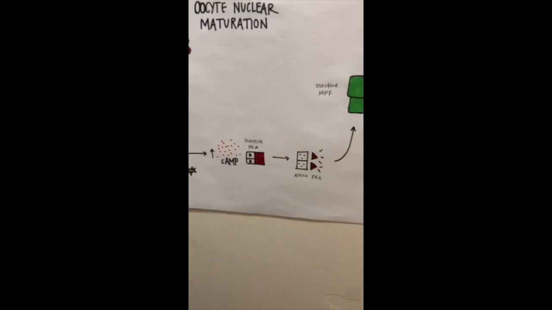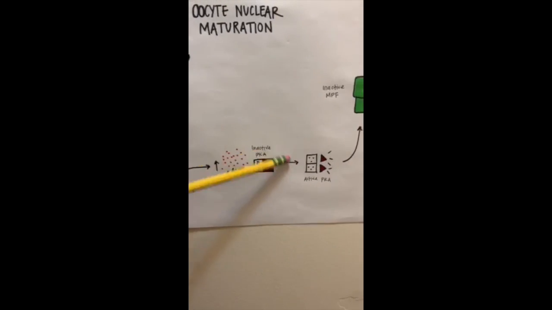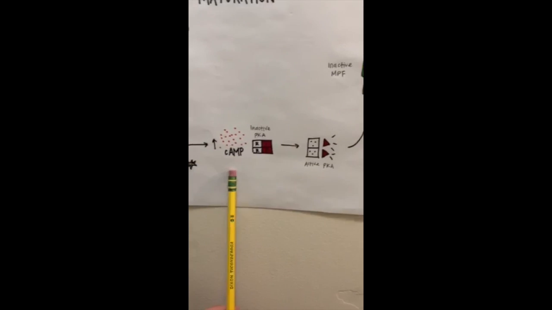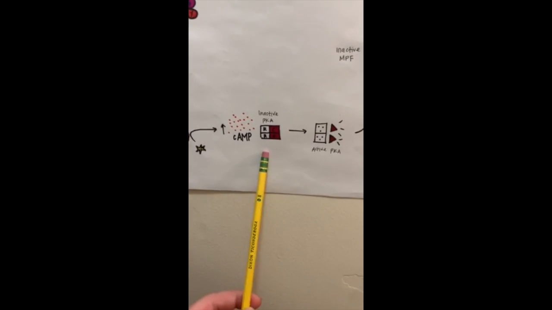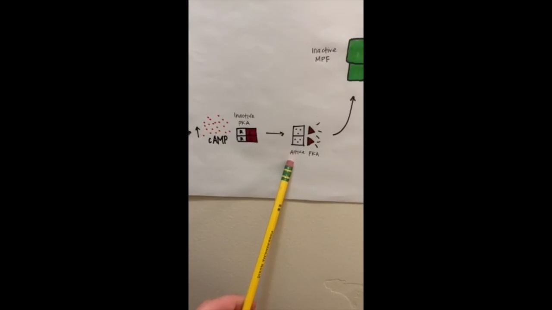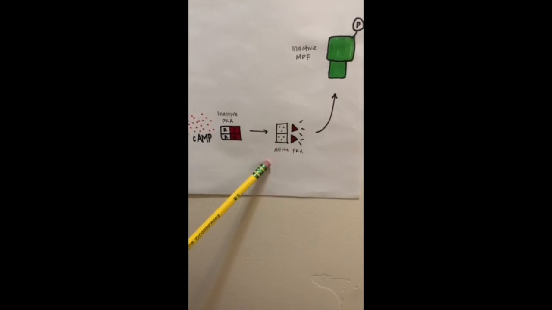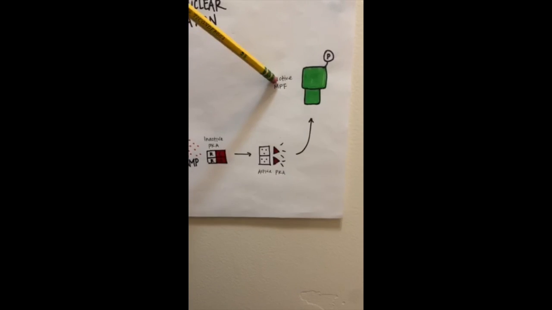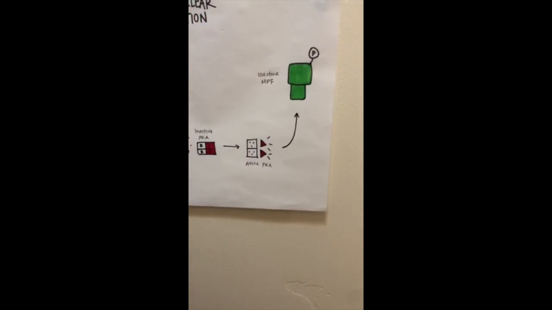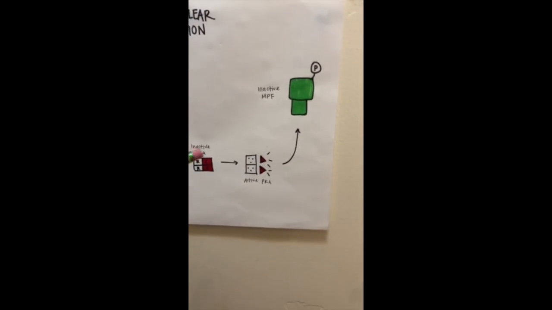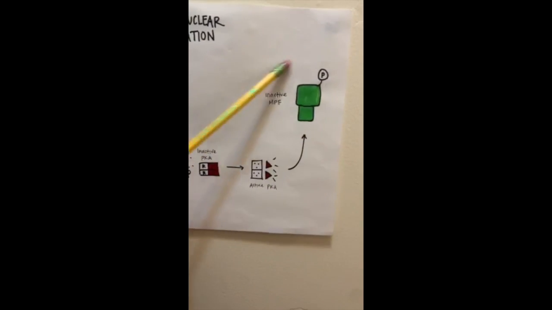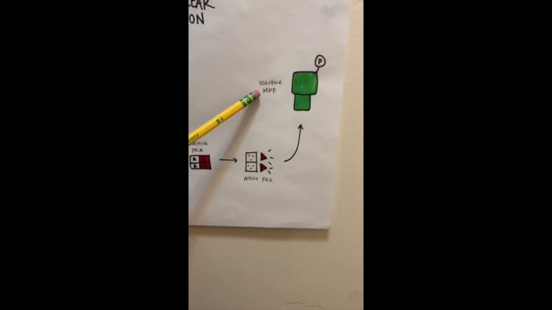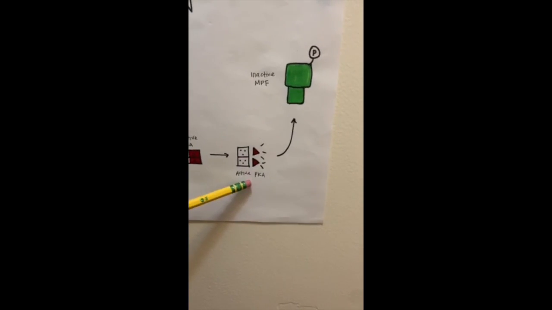And you see we have the inactive form of PKA right here. So the high cyclic AMP with the inactive PKA will activate your PKA, and then the active form of PKA will act on MPF, which is the maturation promoting factor, hereby inactivating it. So the maturation promoting factor is actually inactivated by the active form of PKA.